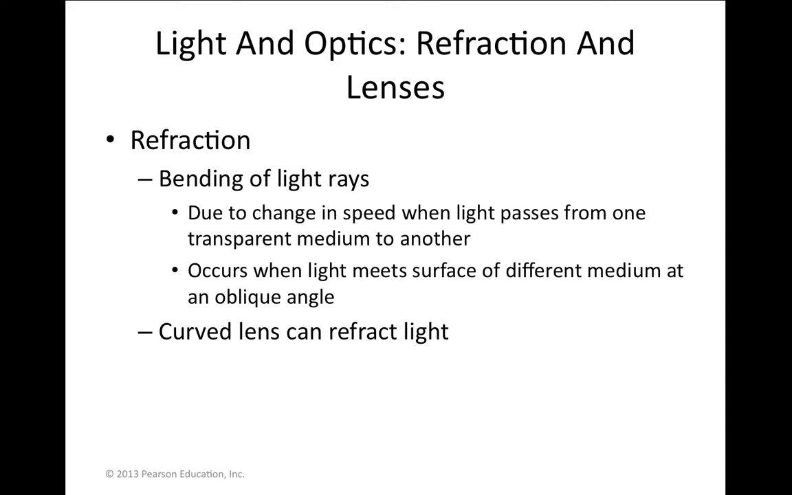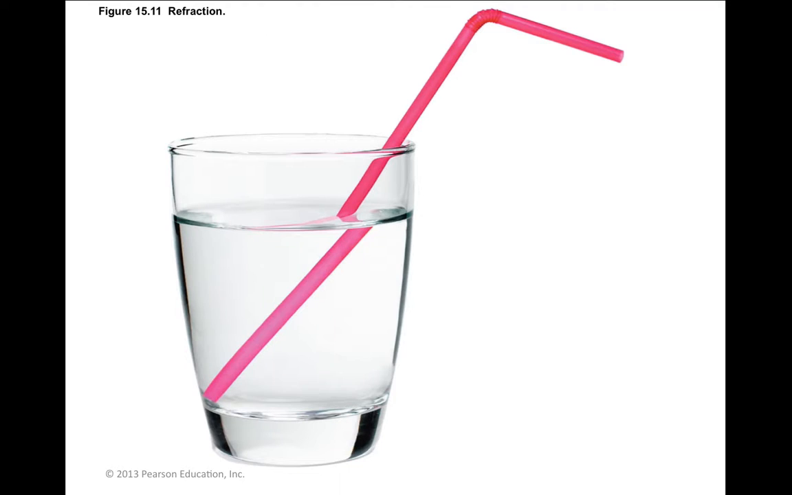A curved lens can refract light. So you have the cornea, and you have both sides of your lens that can refract light and bend it so that you focus that light directly on your fovea centralis.